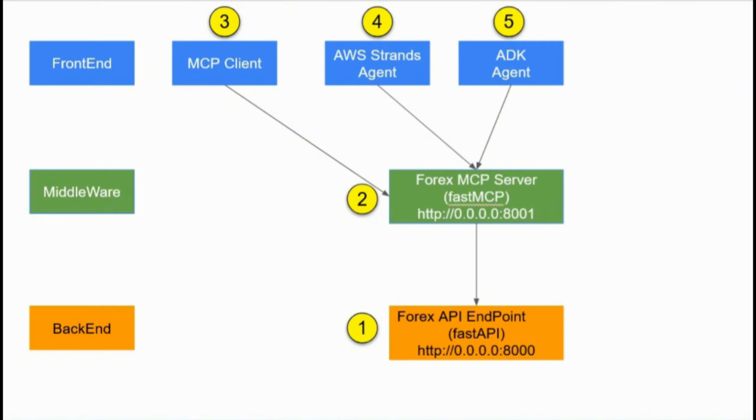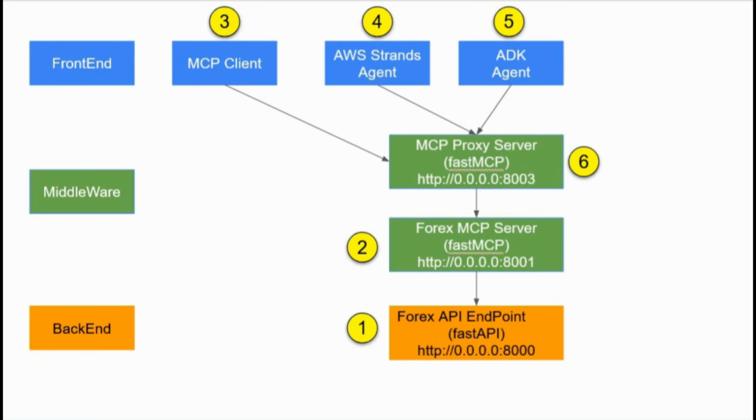At this stage, we will be using the following setup. I will use localhost port 8000 to deploy the Forex API endpoint, and I will use localhost port 8001 to deploy the Forex MCP server, which will make calls to the Forex API. Then we will do another extension, and we will deploy an MCP Proxy Server using fastMCP in front of the Forex MCP server. The Proxy Server will be deployed at localhost port 8003.